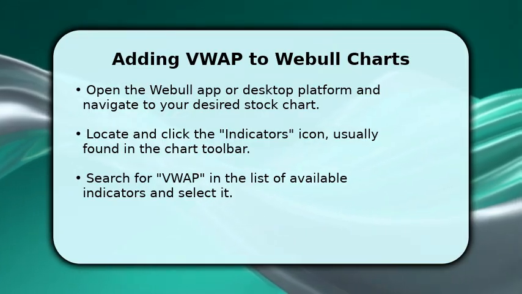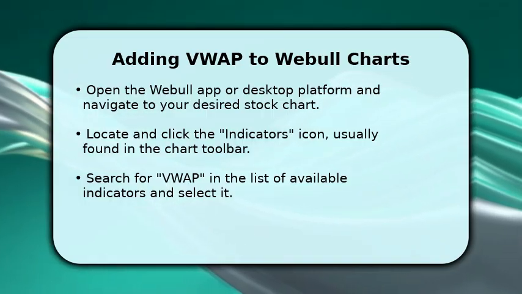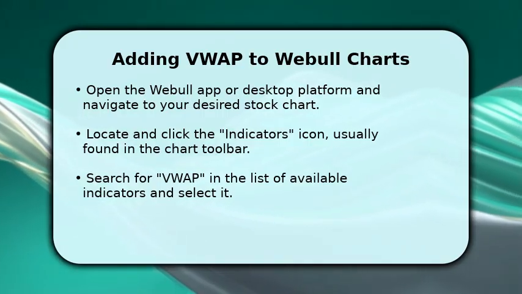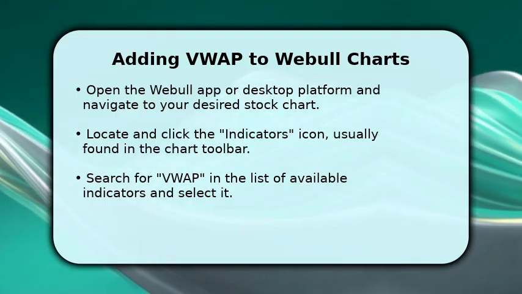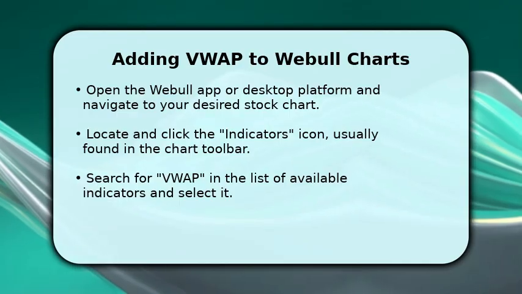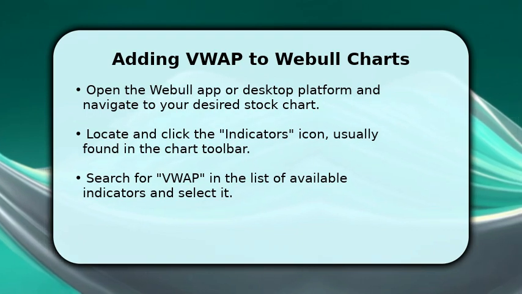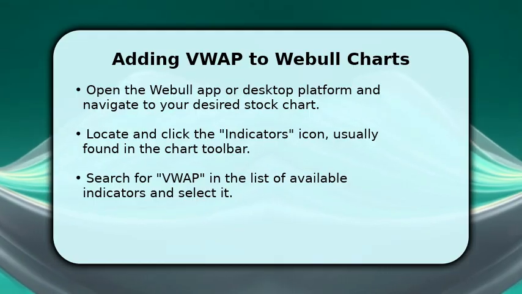First, open your Webull application or desktop platform and select the stock or asset you wish to analyze. On the chart screen, find the indicator's icon, which often looks like a line graph, and click on it. From the list of available indicators, simply search for and select VWAP. The VWAP line will then appear on your chart, and you can even customize its color for better visibility.